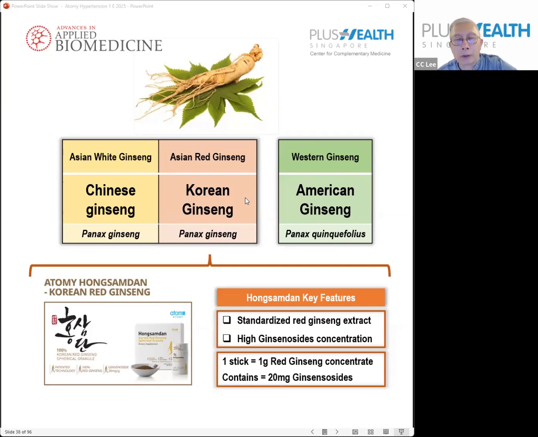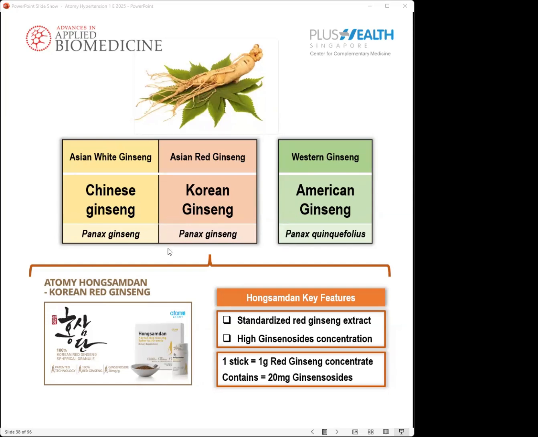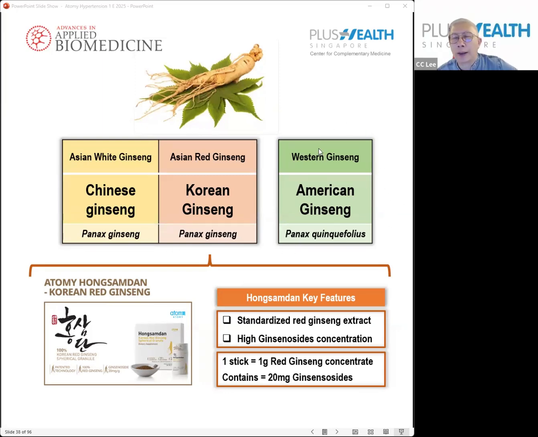Now, basically, the Korean ginseng and the Chinese ginseng belong to the same species. So basically, they have the same pharmacological property and function, right? Now, we do not consider American ginseng as the same, so they are of different species altogether.